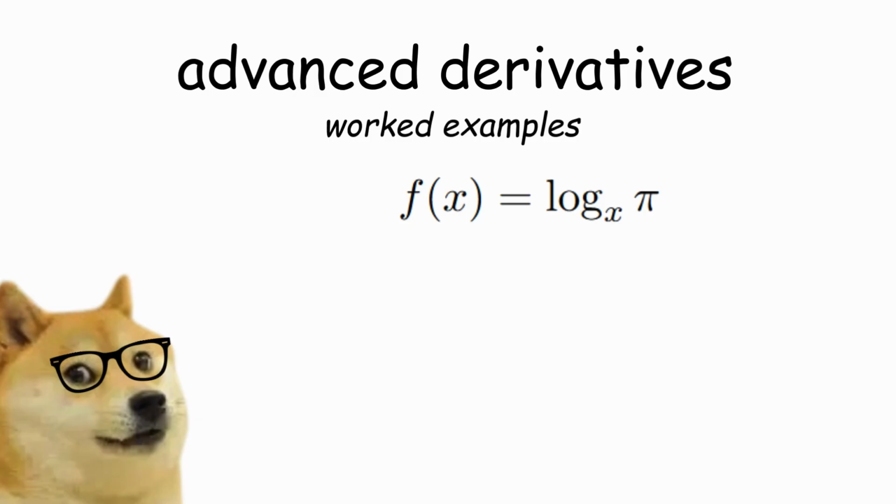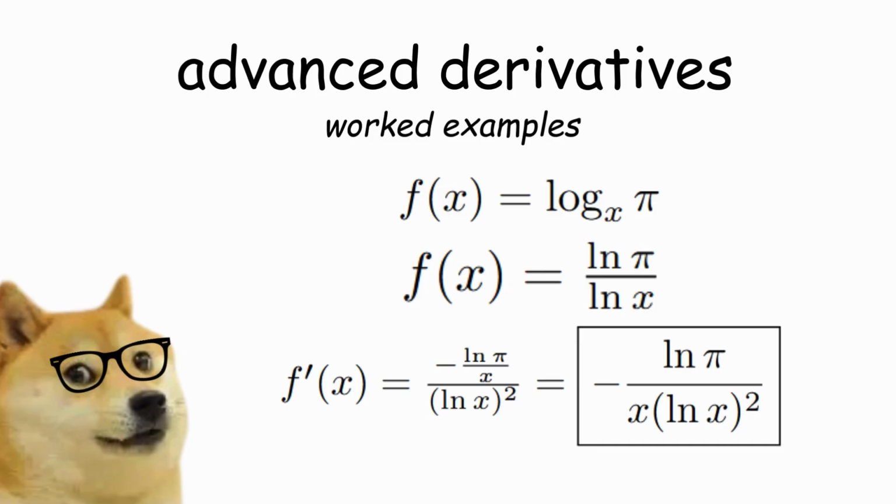But just remember as far as the log base x goes, you use the change of base formula. Just remember how to do that, and we find that this logarithm is equivalent to ln pi over ln x. And of course, this is pretty straightforward using the quotient rule. And we find the derivative as -ln pi over x ln x squared.